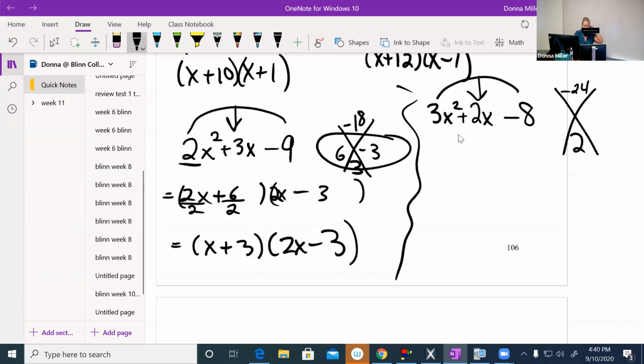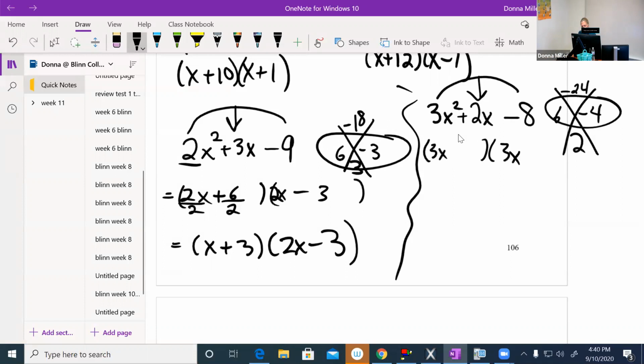6 and negative 4, right? All right, so you got your factors. So first step, copy. The 3 is copied to the front of both of these. 3x and 3x. Write down your factors.